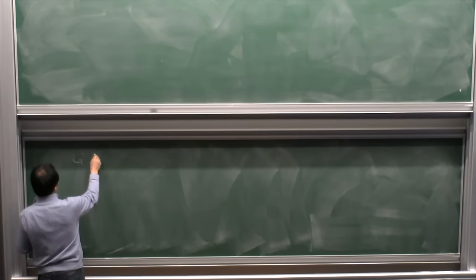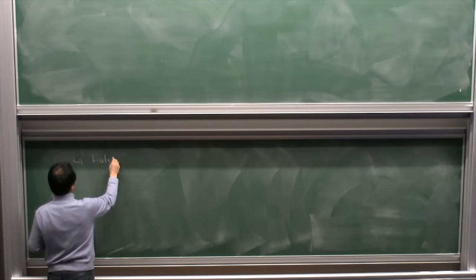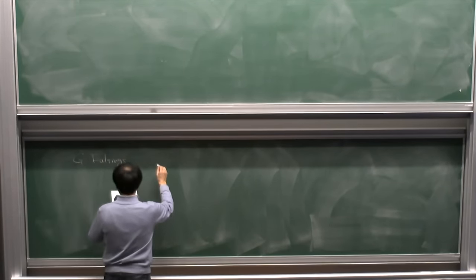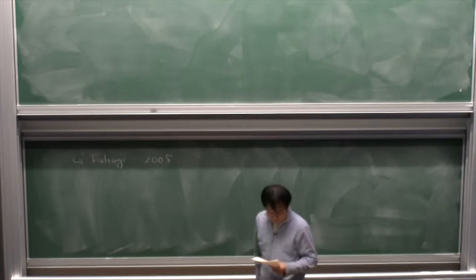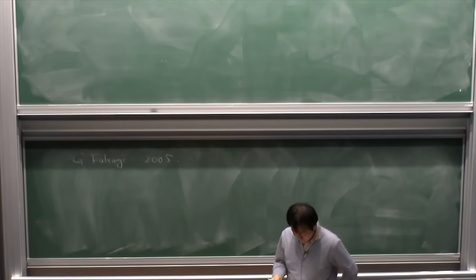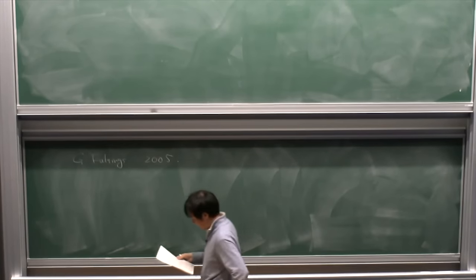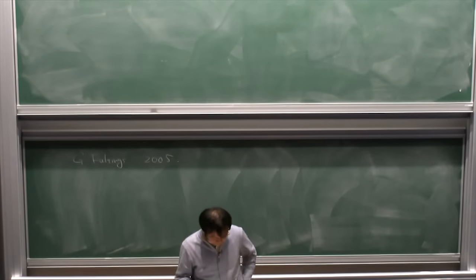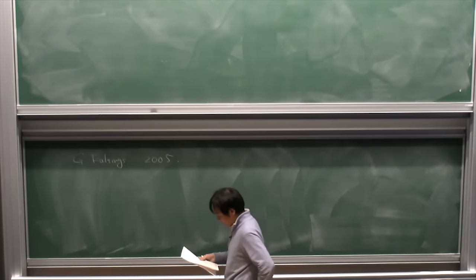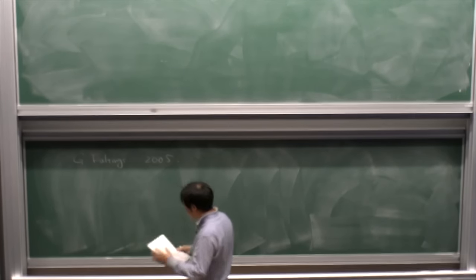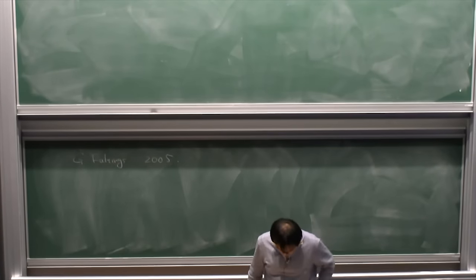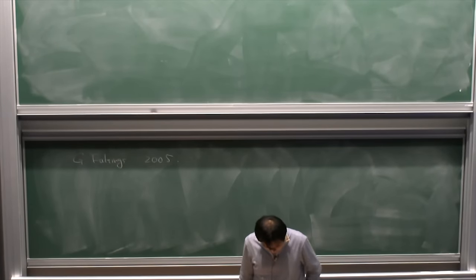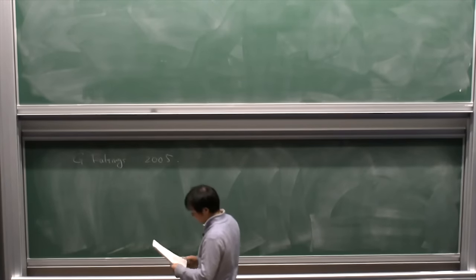is established by Faltings in 2005 in his paper. There are a local theory and also a global theory. For the global theory, we need to assume that the variety is a curve. In this talk, I will talk only about the local theory.